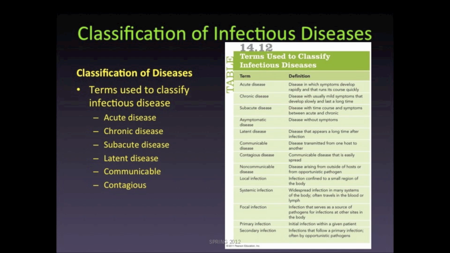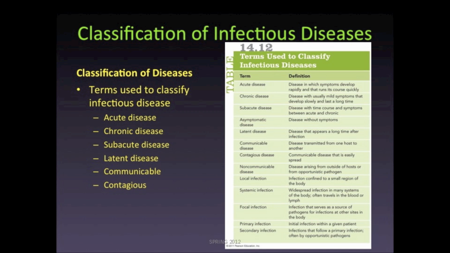Classification of infectious diseases may also be based on the manner in which the disease is transmitted in the population. Diseases referred to as communicable diseases are those that spread from one host to another, either directly or indirectly. Influenza, chickenpox, measles, and tuberculosis are some examples of communicable diseases. Contagious diseases are communicable diseases that are easily spread from one person to another. Influenza and measles are considered contagious communicable diseases.